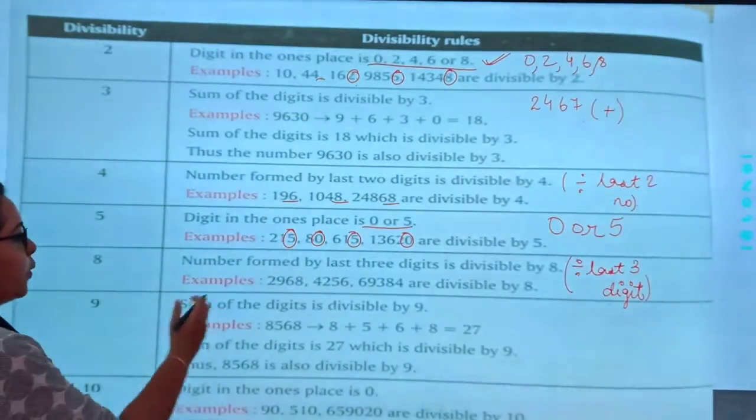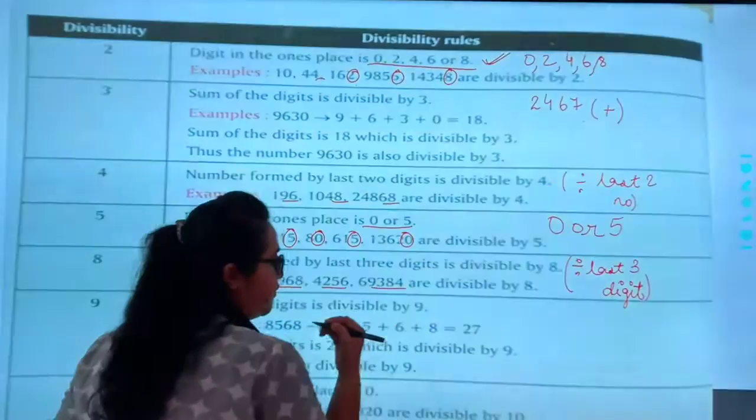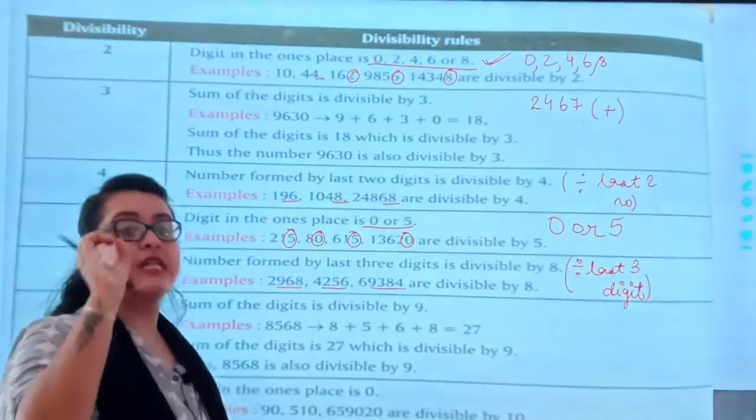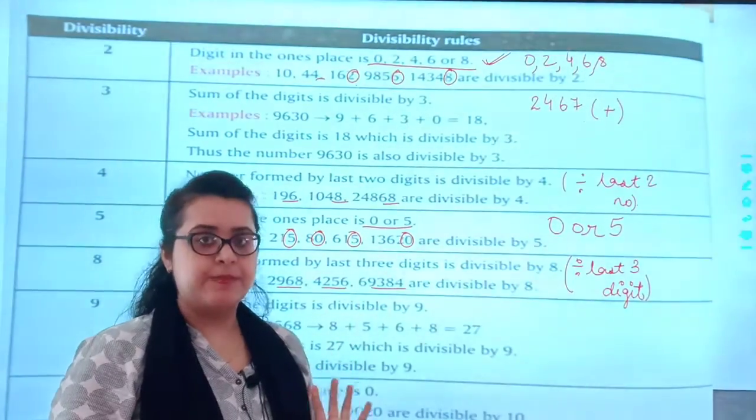Okay, students. When you divide the last 3 digits 968256384, and if the remainder is 0, you can say that this whole number is divisible by 8.